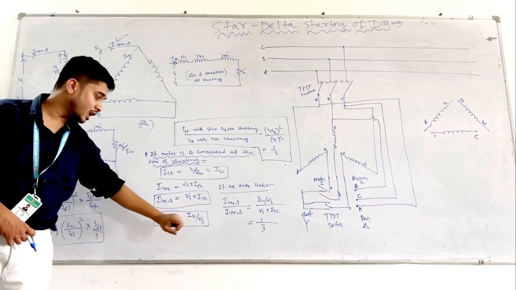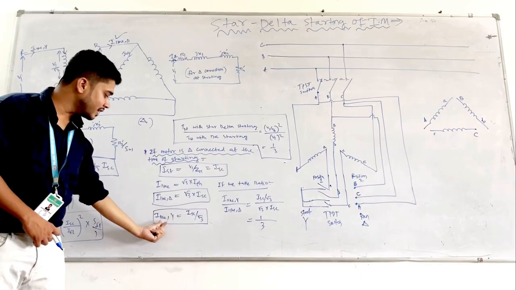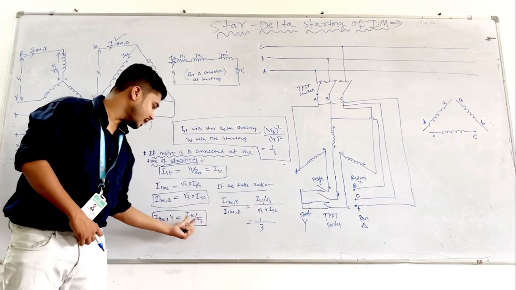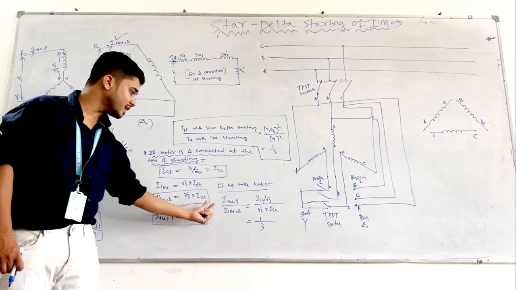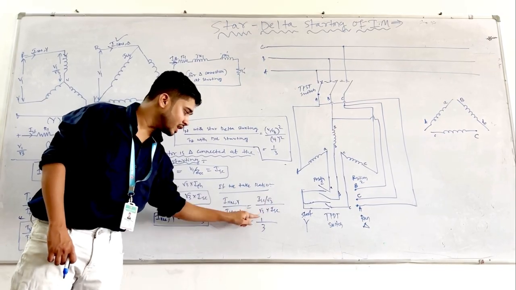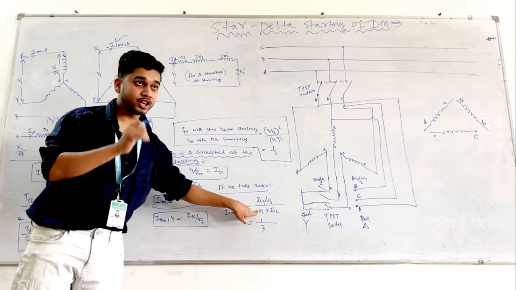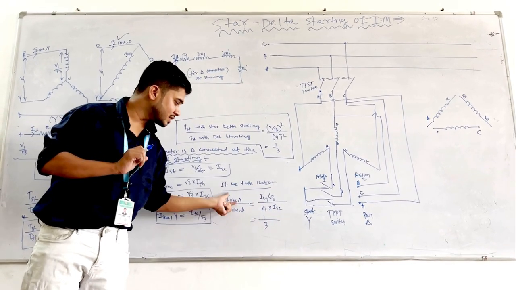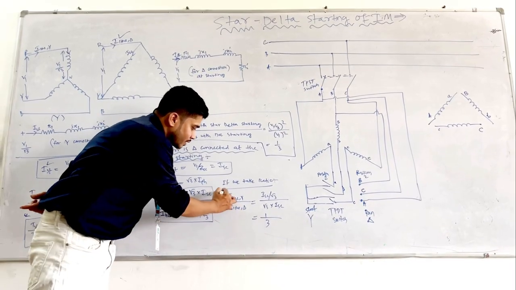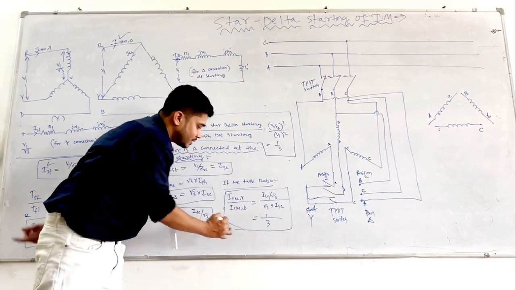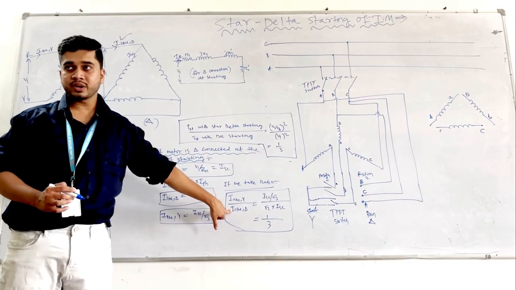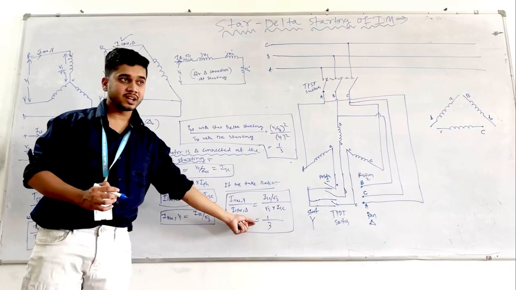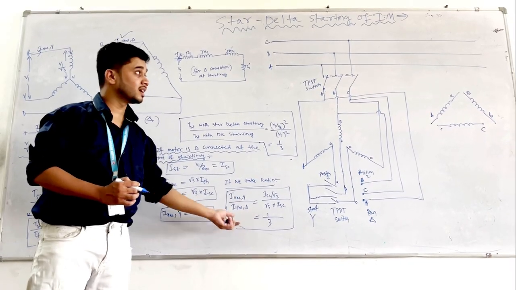Everyone understood? Now if I take the ratio, line current in case of star is ISC by root 3 and line current in case of delta is root 3 into ISC. So this root 3 comes down to the denominator. Root 3 into root 3 is 3, so ISC cancels out and this ratio is 1 by 3. In many competitive exams, this ratio is very, very important. Many questions are asked regarding this ratio. A factor of 1 by 3 is there between these two line currents.